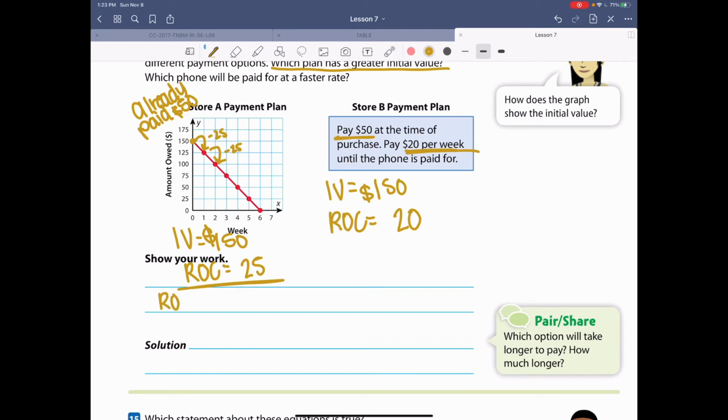So Roy will pay off his phone quicker at store A because it has the higher rate of change.